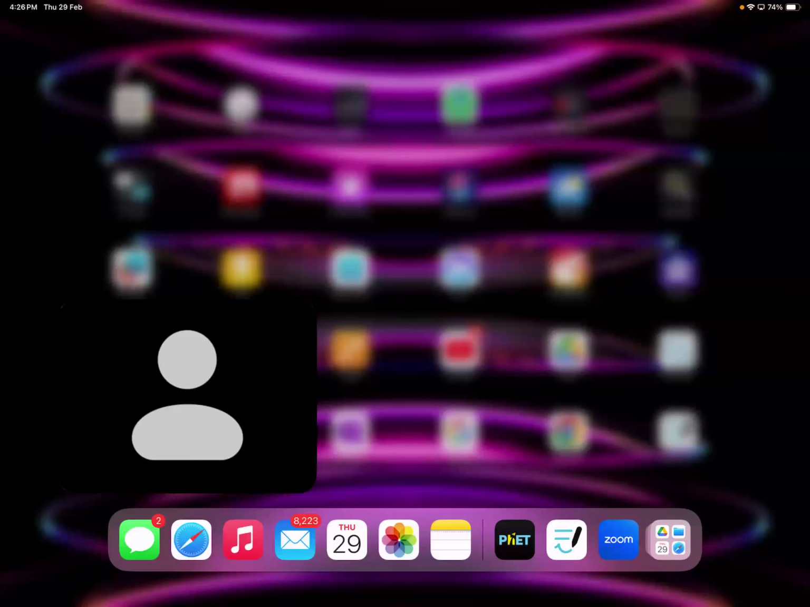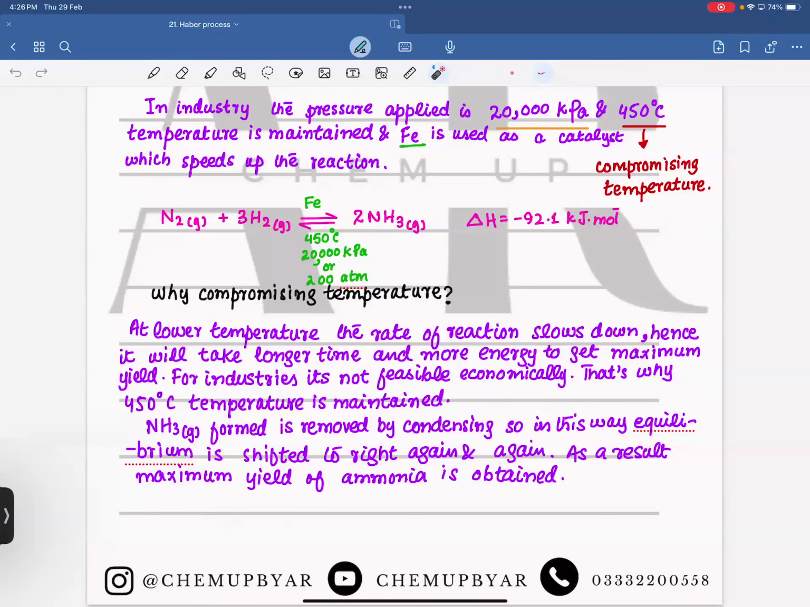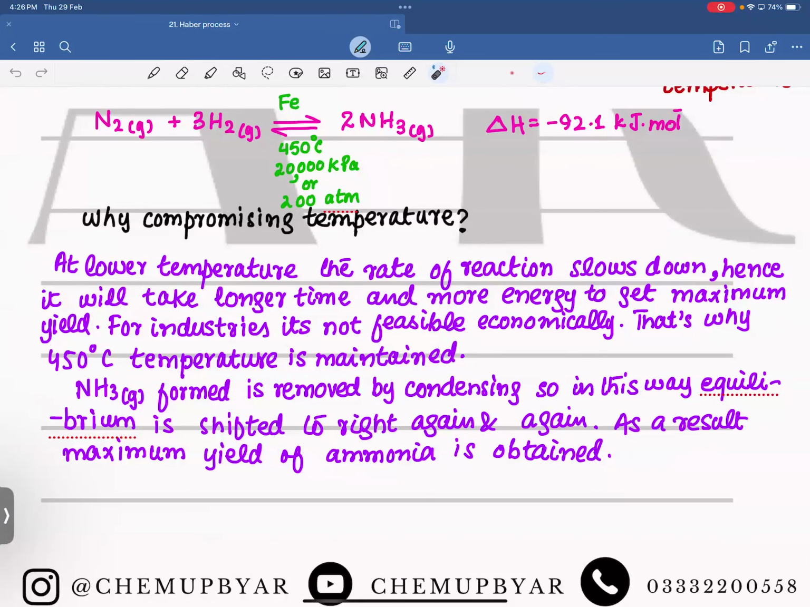It is because at lower temperature, what happens to the rate? The rate or the speed of the reaction would decrease and it slows down. So obviously we will get a higher amount of ammonia, but it would be formed over a longer time because the rate is slower at a lower temperature. As a result, more energy is used up. So for industries, performing the process at a lower temperature is not economically feasible. It will cost them a lot.